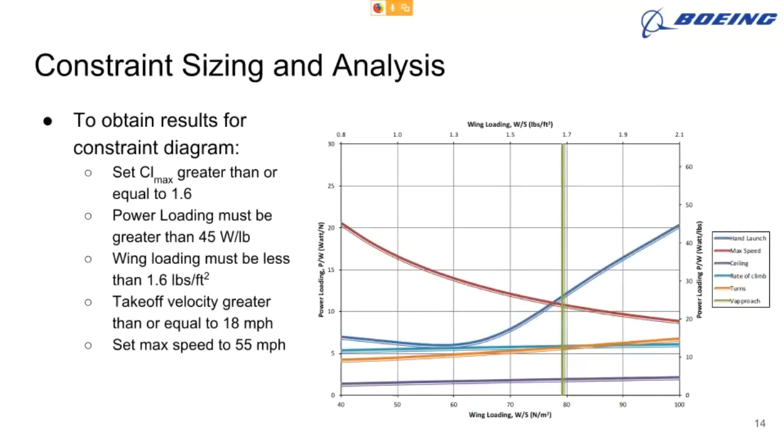Okay, Andy. Here is our constraint and sizing analysis for the wing loading and power loading. So here we have a W over S set at about 79 to get a CL max of 1.6. And this is where we basically got all our criteria for max speed, takeoff velocity, power loading, and wing sizing. So next slide, please.